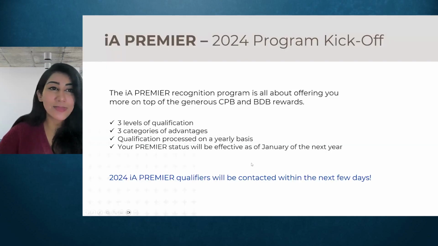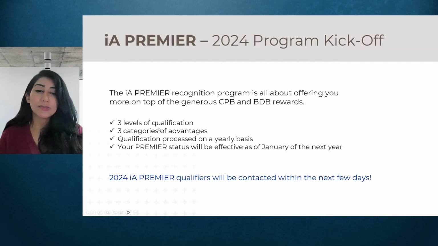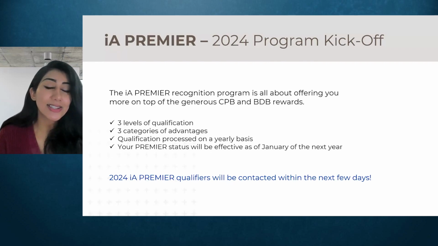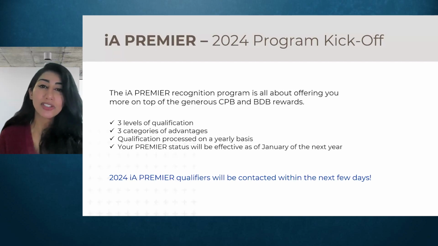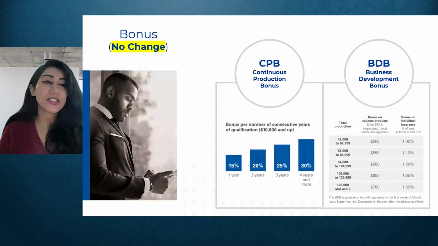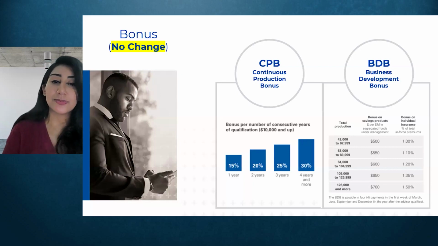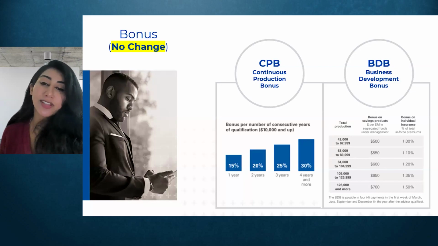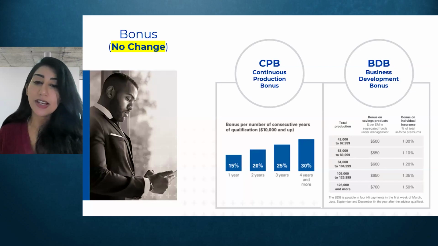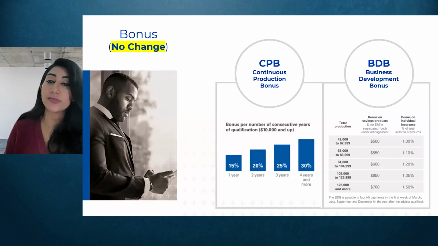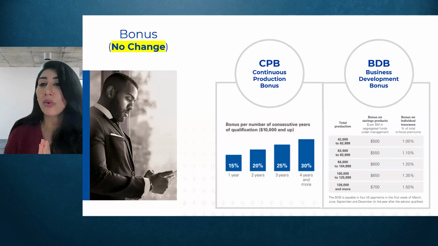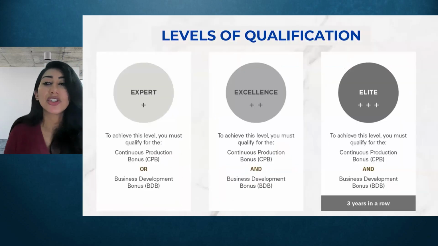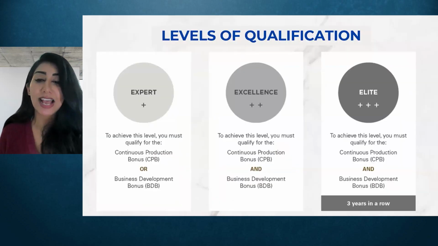I know I'm at the end of my time, but a last bit of a quick launch conversation. In 2024, we did launch our IA Premier program. I won't spend a lot of time on this, but I do want to talk about the fact that we've taken two of our bonus programs, which were our CPB, our continued production bonus, which is just 10,000 net FYC, and our business development bonus that incorporates our large volume of advisors in large volume of business, as well as our investment advisors. And we were able to combine it underneath one umbrella and be able to really cater to our advisors that fall into each one of these categories.